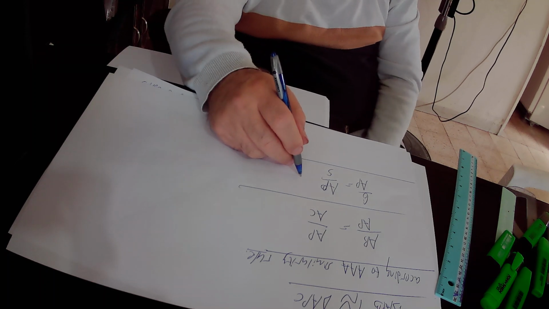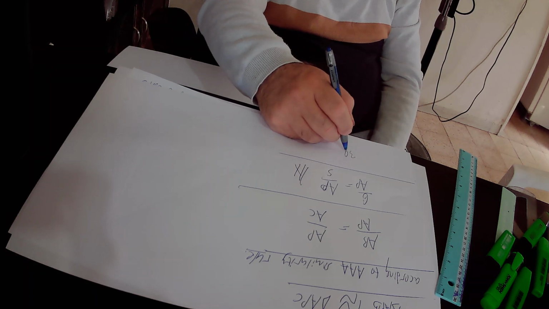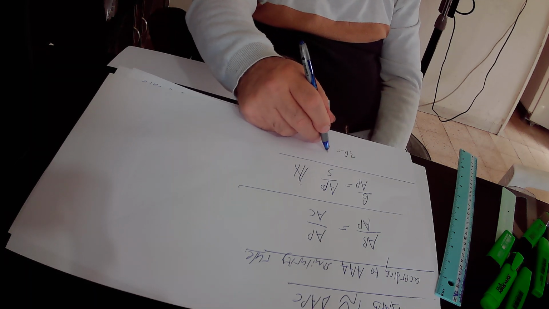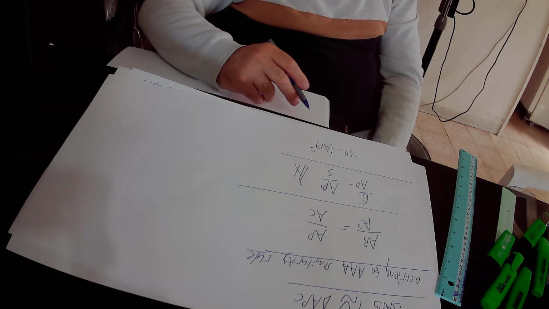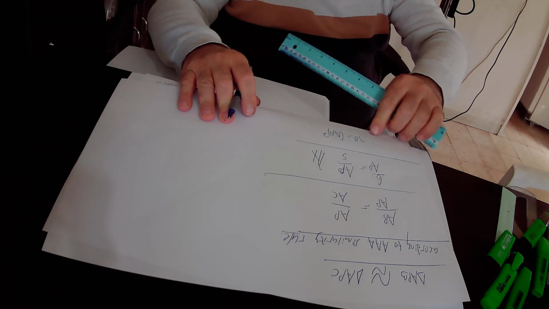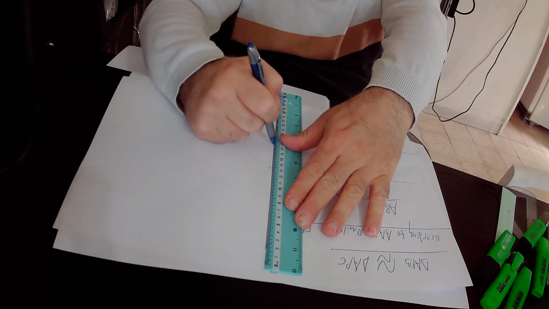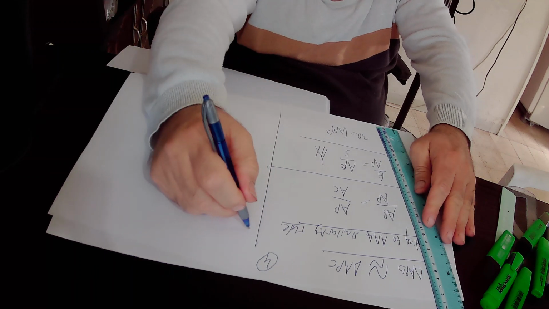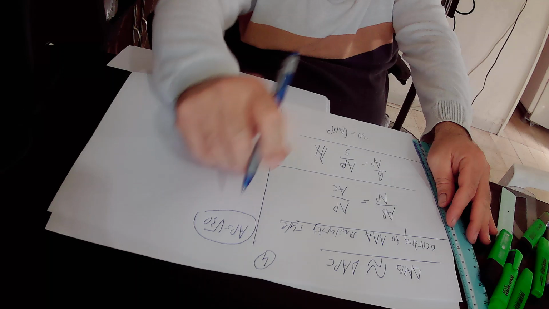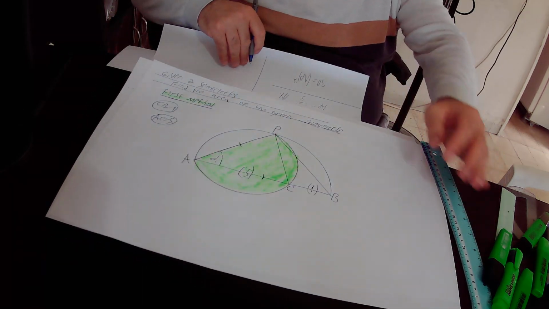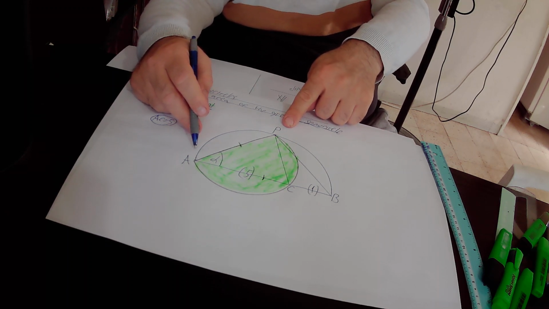Here we cross multiply this equation and we get that 5 times 6 is 30. 30 equals AP times AP, that is AP squared. So 30 equals AP squared. We take the square root of this equation. And finally, we find out that the missing side AP equals the square root of 30 units in length. So okay, this is the missing side AP, equal to the square root of 30 units in length.